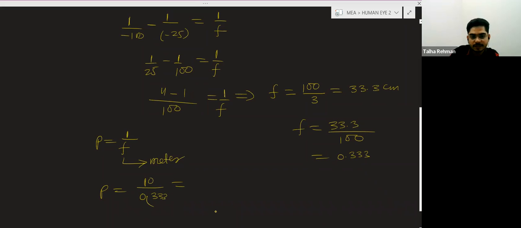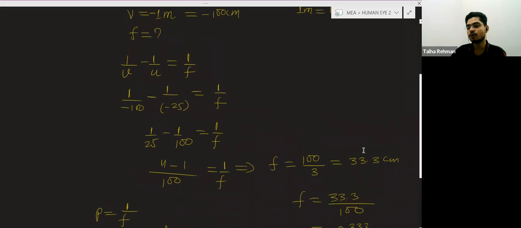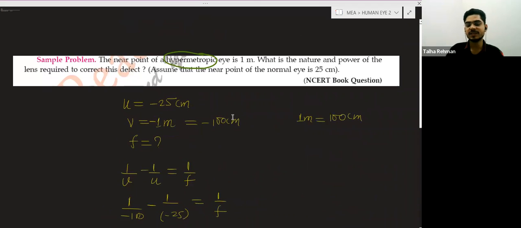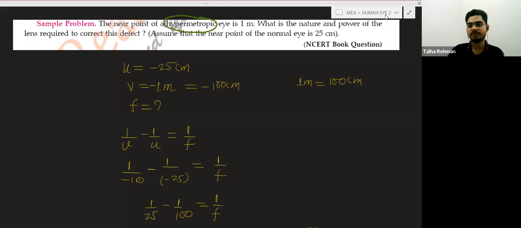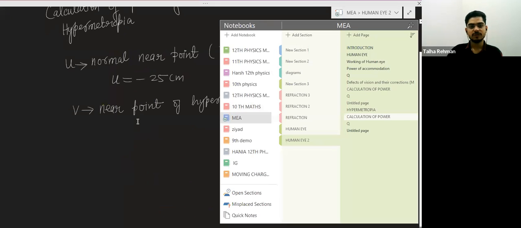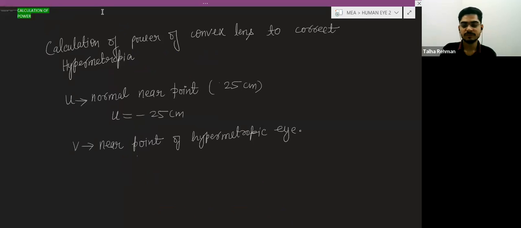When you solve it, you will get approximately 3 diopter. Here this is plus 3 diopter, and focal length also in positive. Why? Because converging lens is used here. Okay, write down fast.